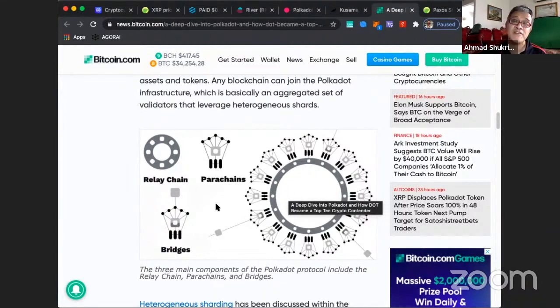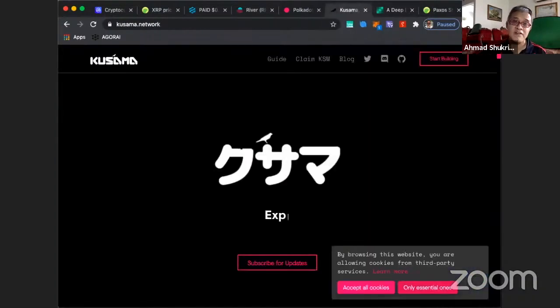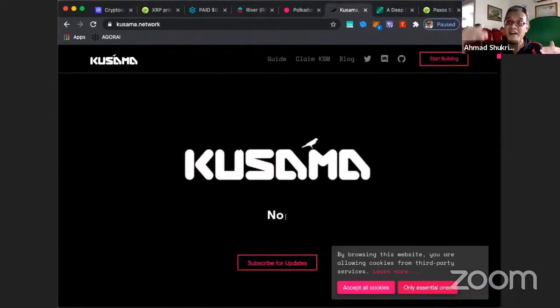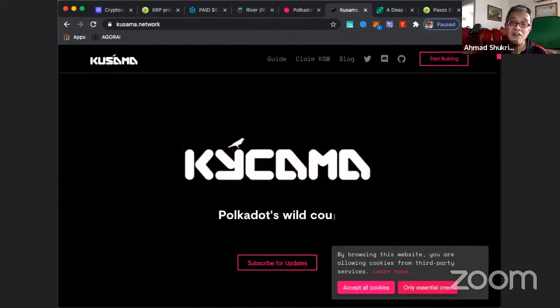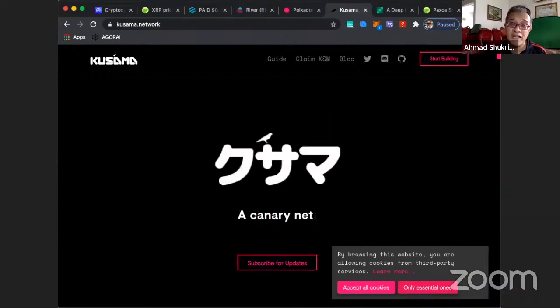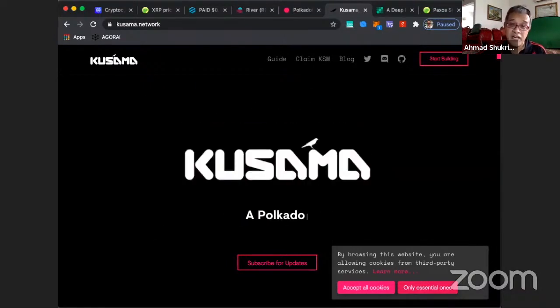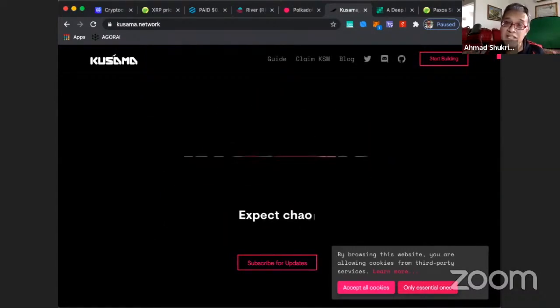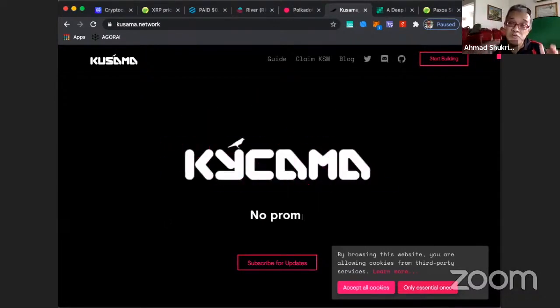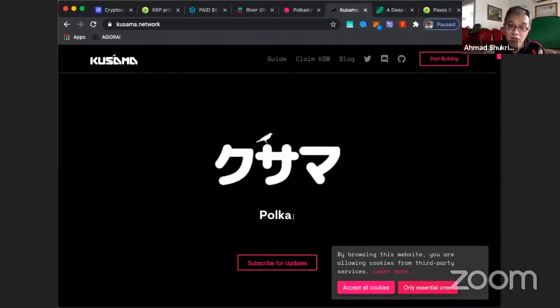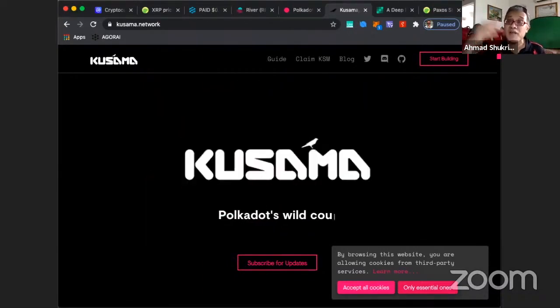And this is where the genius of Gavin Wood is, because guess what? He has created another network, which is kind of similar to Polkadot, but different, lower scale. And look, it's Kusama, the wild cousin, the Canary Network. And look at the picture there. It says total chaos. That means you put your things in Kusama first. Once it works there, then you apply for Polkadot.